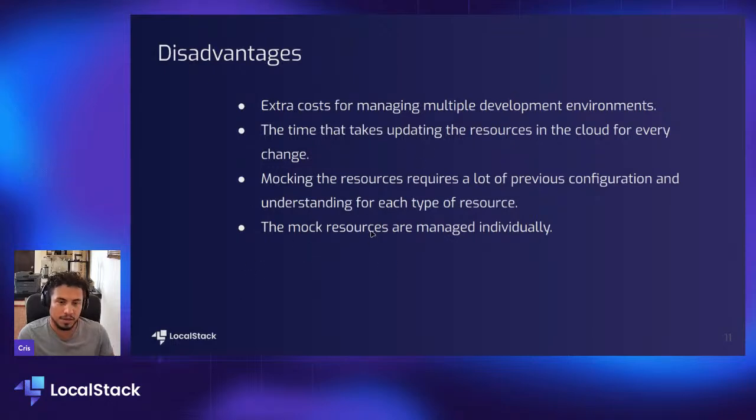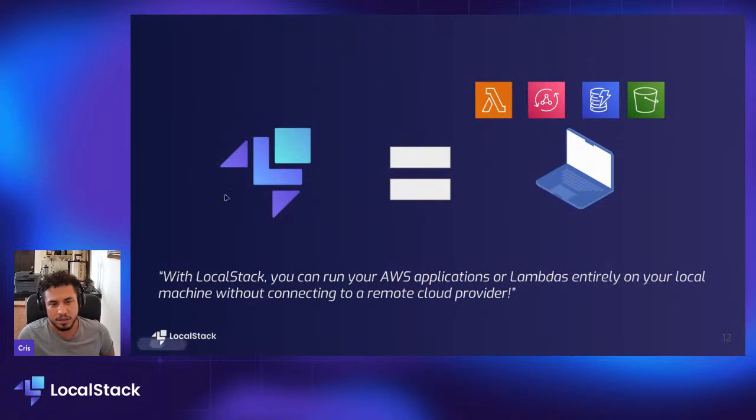And that's where localstack comes in. Localstack is a cloud emulation service that lets you emulate the AWS services in your local machine. And basically every tool or library that uses AWS services, you can just point it to localstack, and you will be working with your local machine resources.